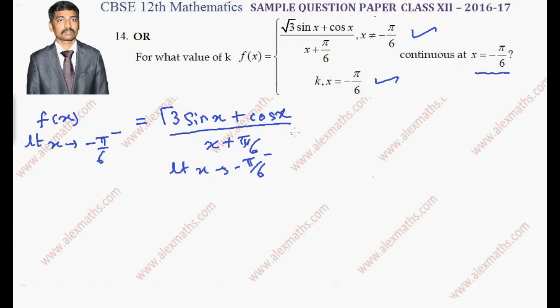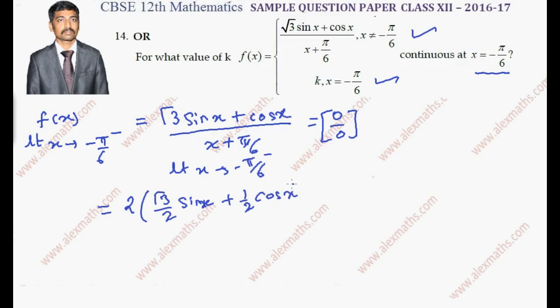If I substitute, I will get 0 by 0 form. So I have to do some alteration. I'll multiply and divide by 2. So I'll put into 2 and every term I'm dividing by 2: root 3 by 2 sin x plus 1 by 2 cos x in the numerator, and denominator I keep as it is, which is x plus pi by 6, and don't forget the limit x tending to minus pi by 6 minus.